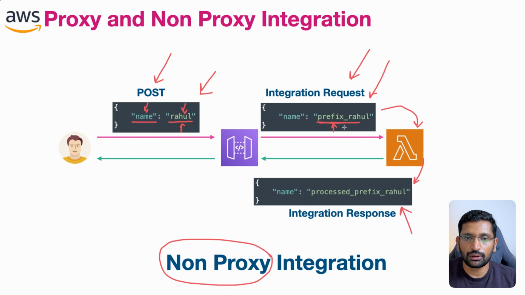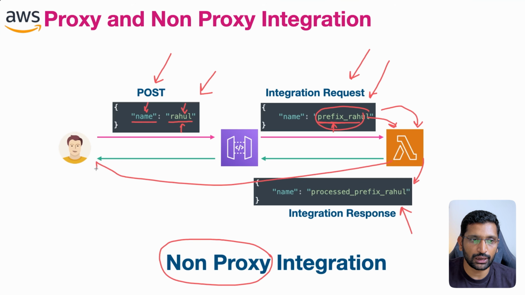And then we are going to render this particular response after processing with Lambda, and this response is going to be thrown back to the end user. So that's the power of non-proxy, because non-proxy integrations allow you to modify the request as well as the response, so that you have more control over your request and response and what you are sending to the Lambda or a backend service.